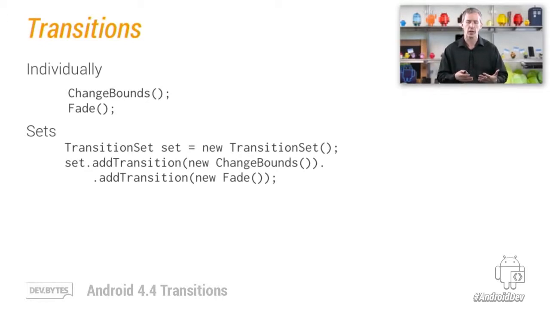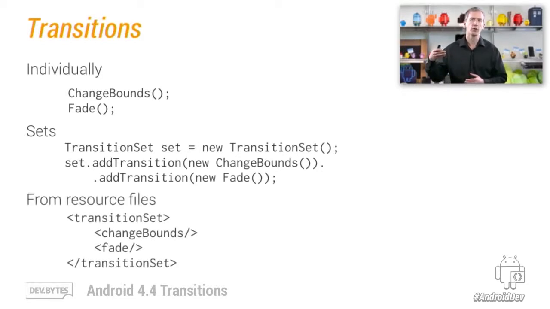You can create a transition set and then tell it for all of its transition children to run those together or sequentially. And it can also be a hierarchy of sets, so you can have a much more complicated mechanism that runs several transitions, in parallel or one after another, to get a more interesting animation experience.